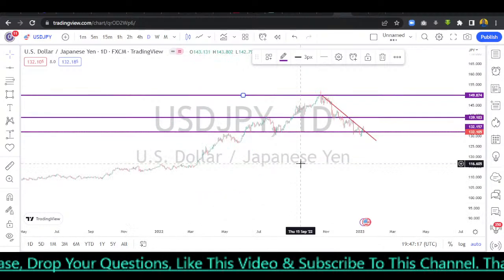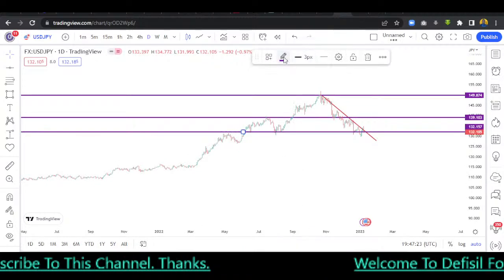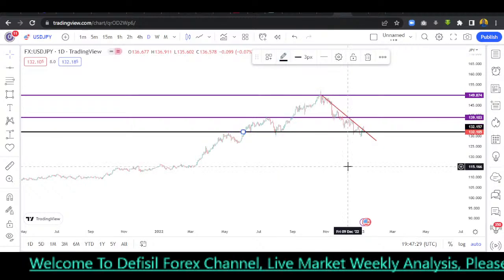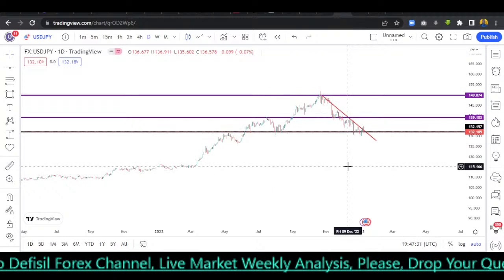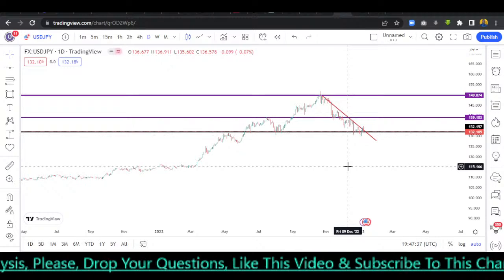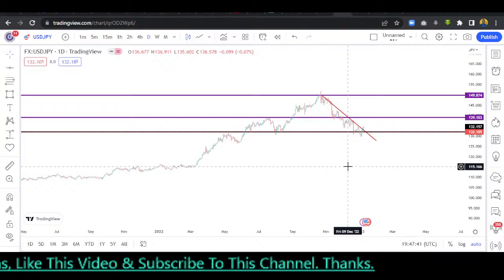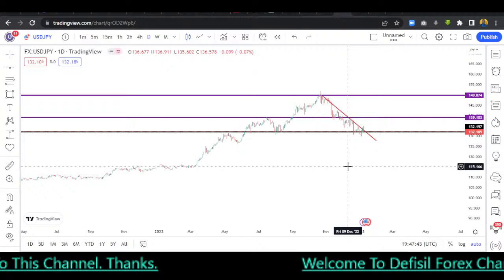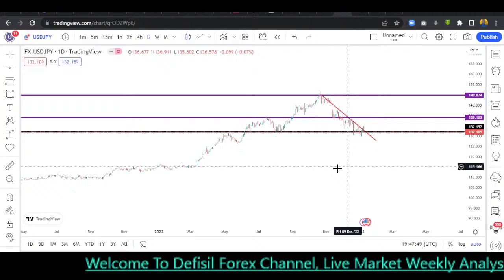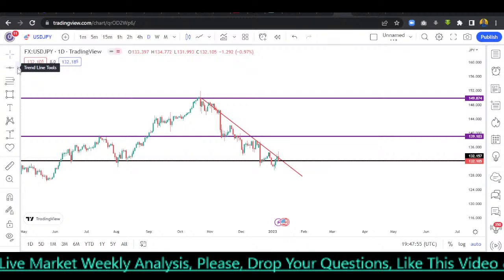However, the lowest purple line, let me change the color. Let me change it to black. Yes, the market seems to be breaking that particular area at the moment. However, it has attempted it once. Here's my highlighter. Let me pick my highlighter pen.